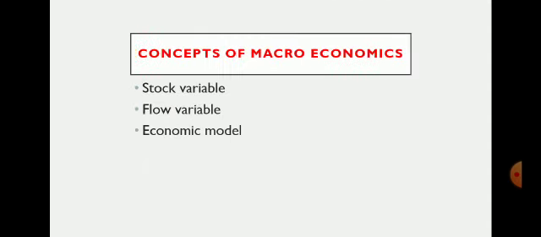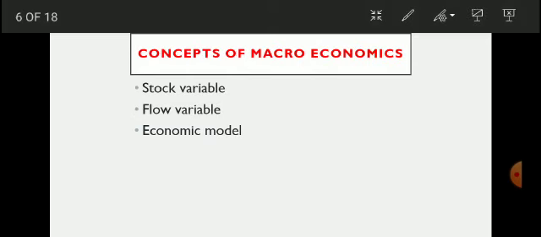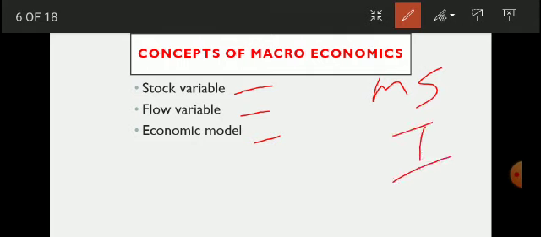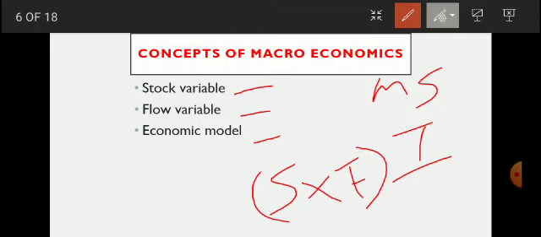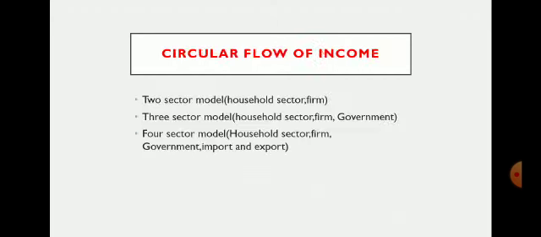Okay. So next is the concept of macroeconomics. There are three variable concepts. One is the stock variable, the flow variable and the economic model. For stock variable we can give the example of money supply. For the flow variable we can give the example of income, and economic model is nothing but both the stock and the flow, known as what? Economic model.